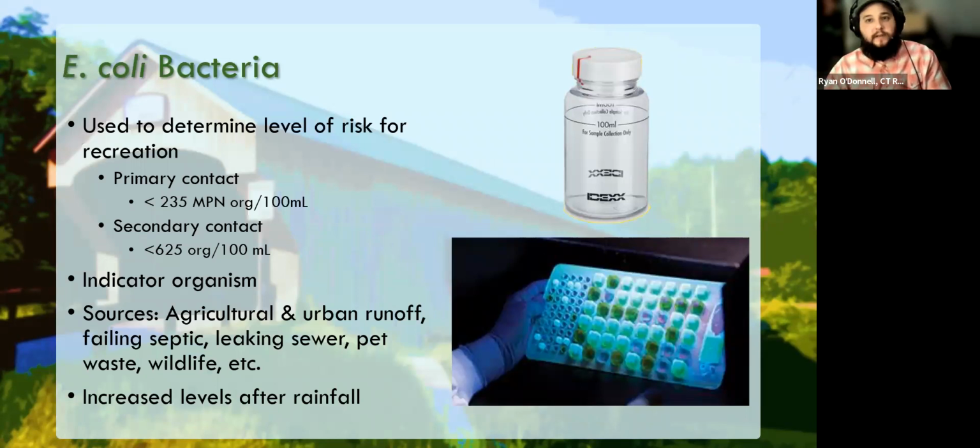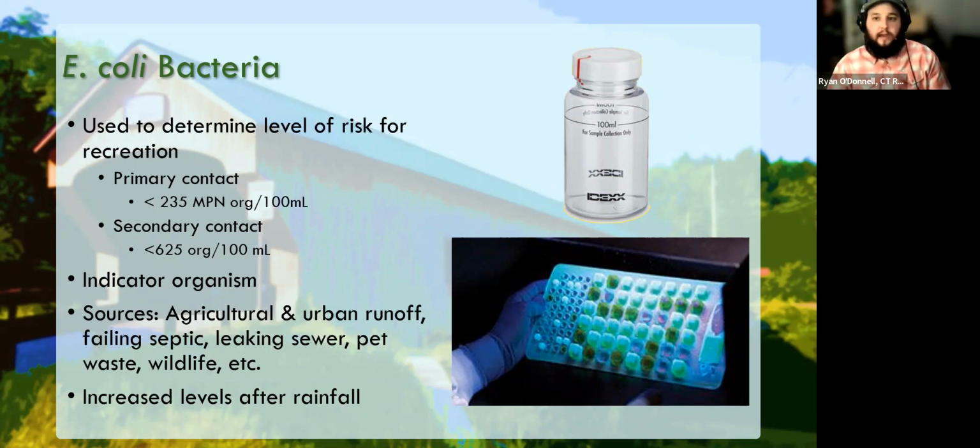So first things first is the E. coli bacteria. And so we monitor E. coli bacteria to determine the level of risk for recreation. So swimming, boating, fishing, tubing. It's split into two categories or two thresholds. The first is primary contact, which is usually shortened just to swimming. So anything where you're immersing your full body in the water and you are likely to get water in your mouth, in any scrapes or anything like that, in your eyes.